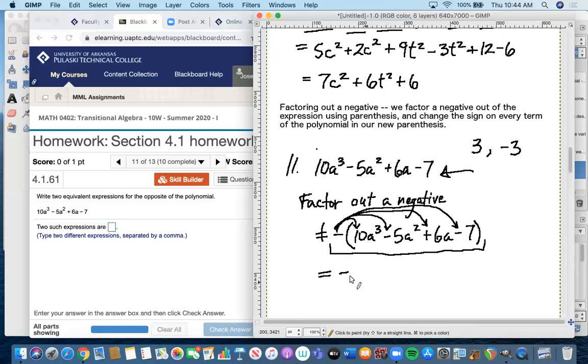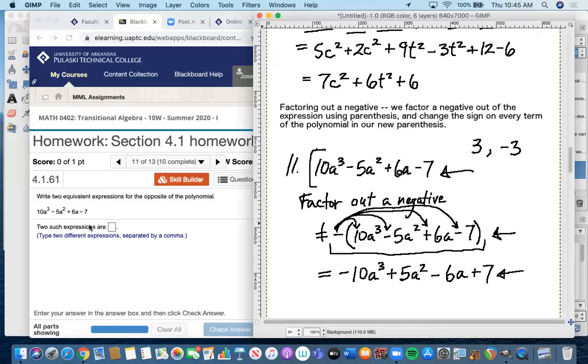So it's negative 10a to the third. Now minus negative 5a squared is plus. So I make all the minus signs plus. Now minus, this will be minus 6a because it's plus 6a. And then this is minus 7, so it'll be plus 7. So this expression and this bottom expression are both expressions that are the opposite of what we started with up here.